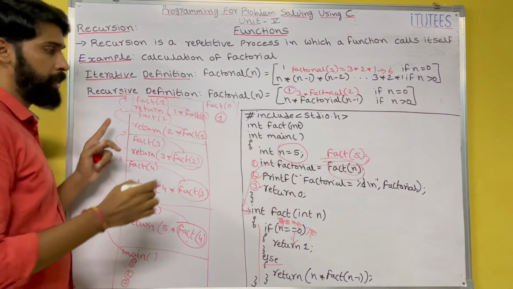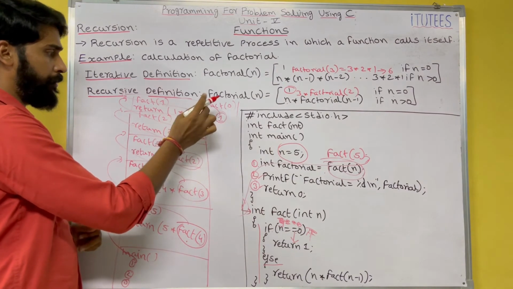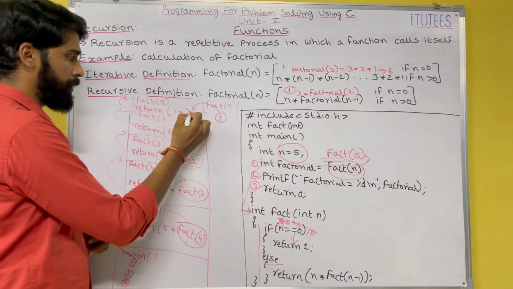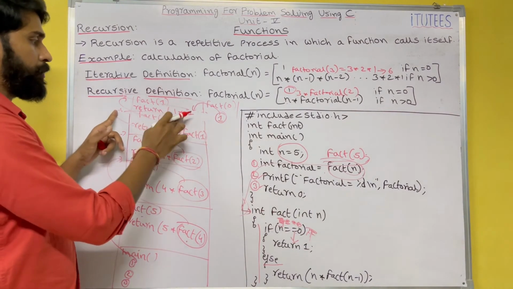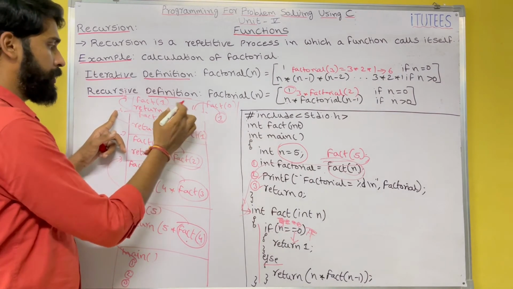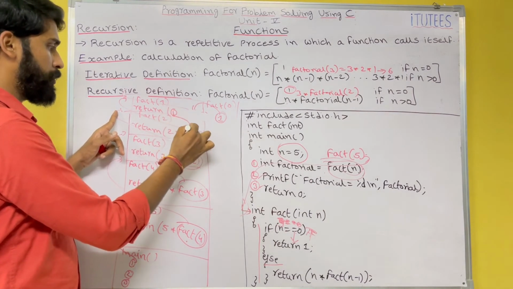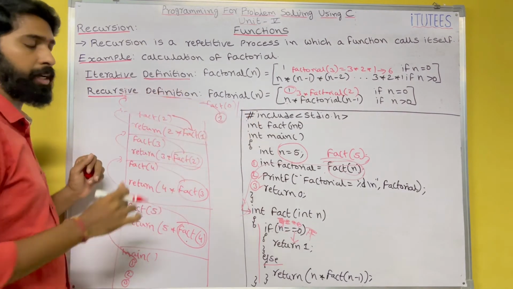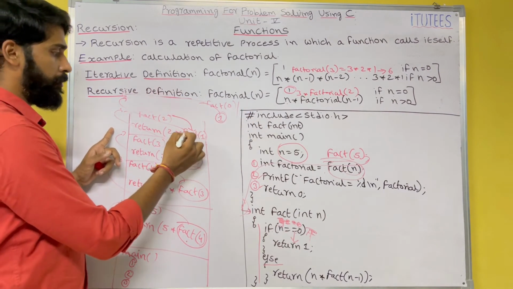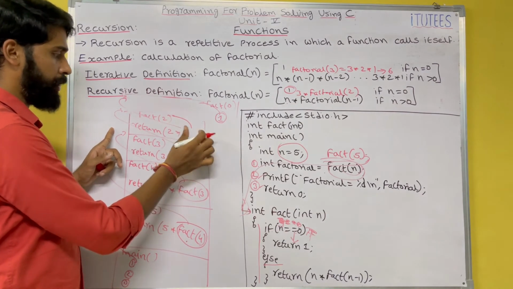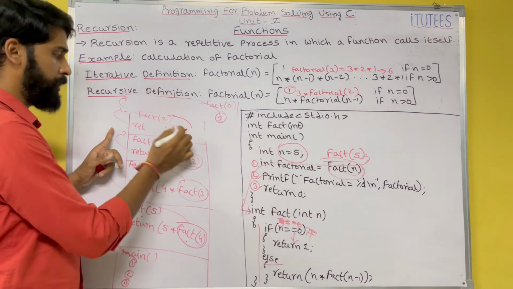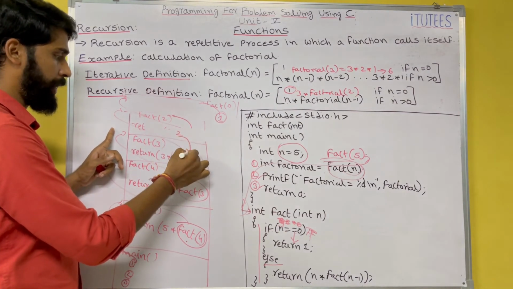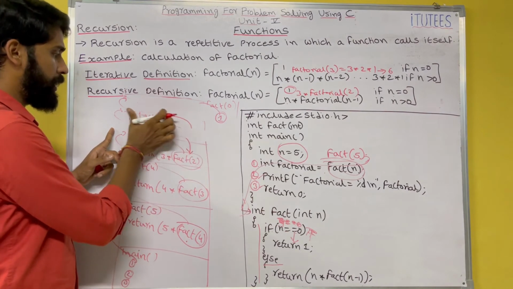Return 1. That means this 1 is returned to fact of 0 here. That is the 1 here. So 1 into 1, 1. So this is written to here and the memory is deallocated. So what is the value of fact of 1? 1. So 2 into 1, 2, and it is returned to fact of 2 and the memory is deallocated.